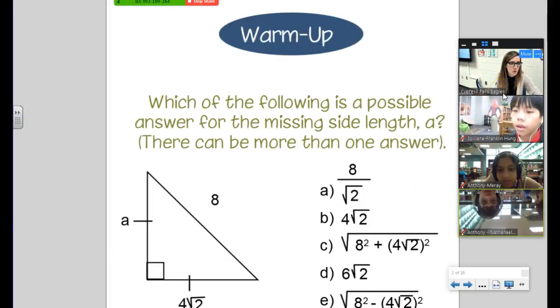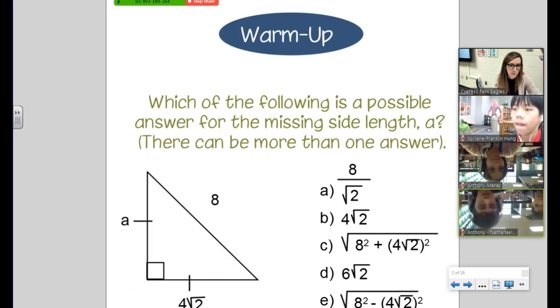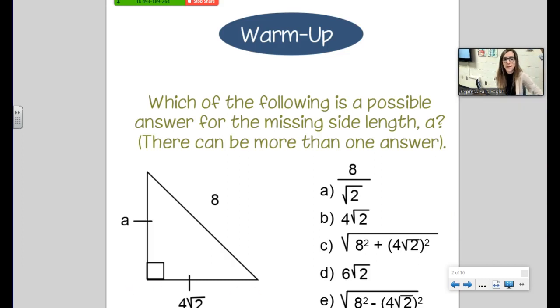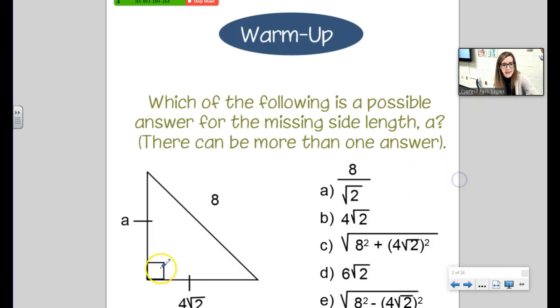Okay, so real quick, our warm-up says, which of the following is possible? Answer for the missing side length of A. So we know we've got what kind of triangle here? We've got a 45, 45, 90 triangle, so we pretty much could deduce that A is 4 root 2 from the beginning because they literally gave us the other leg. So we know this is one of the possible choices, and we actually know that that's the most simplified choice. Like that's the one we would write on a test.